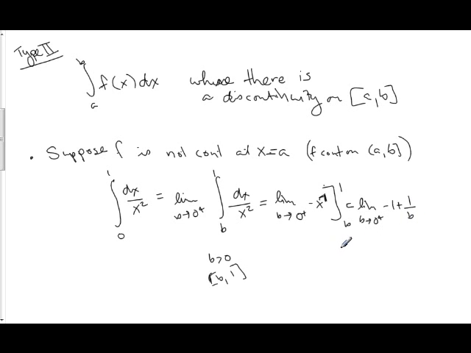So what happens as B goes to 0? Can somebody tell me here? As B goes to 0 from the positive side, 1 over B goes to infinity, 1 over B minus 1 goes to infinity, this goes to infinity. Since we got an answer that was infinity for that limit, we say it diverges, the integral diverges. If we had a finite answer, it would converge. So what is the general situation here?